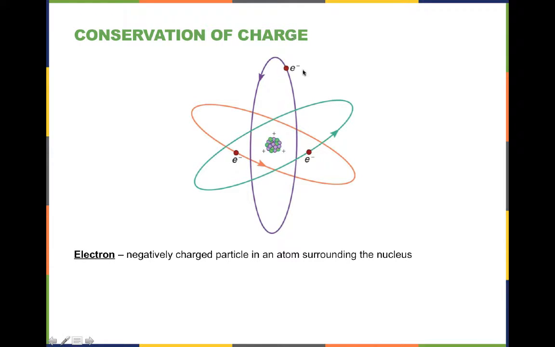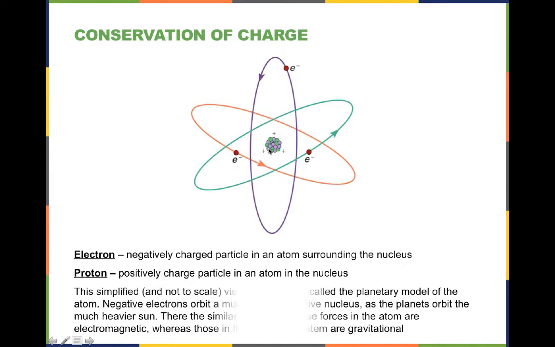Now, charges are due to transfers of either electrons, which are the negatively charged particles around the nucleus, or protons, which are the positively charged particles in the nucleus of the atom. Now generally it's a transfer of electrons that occurs as opposed to a transfer of protons, because the electrons are more vulnerable to physical trauma and to being transferred than the protons are.